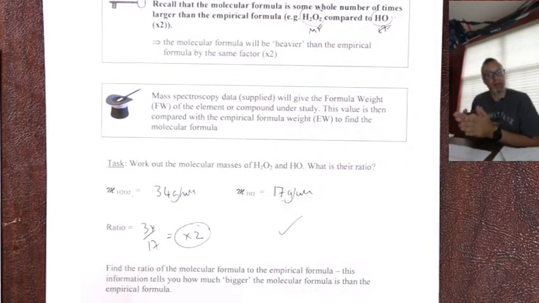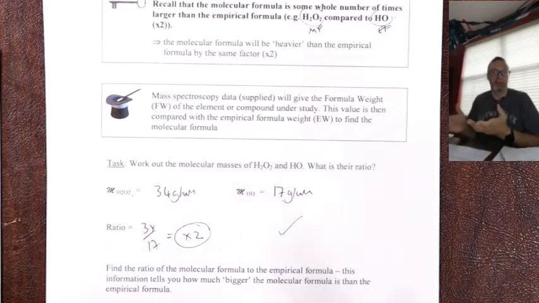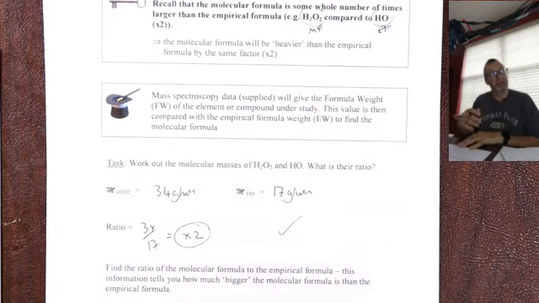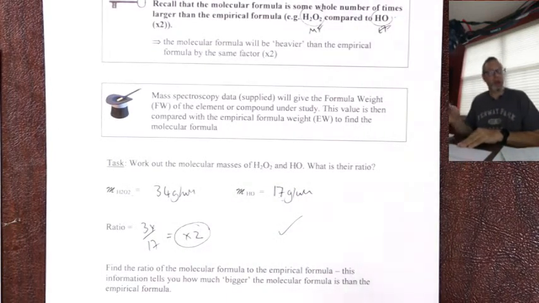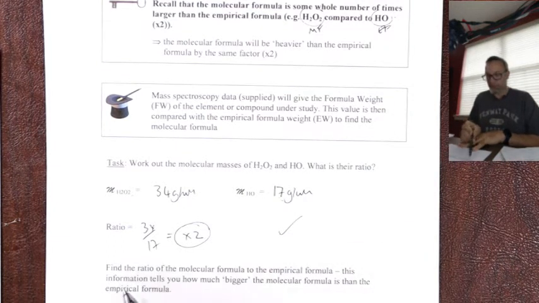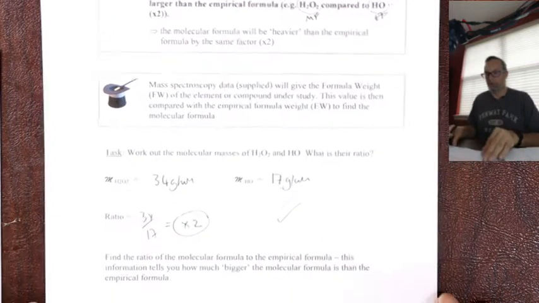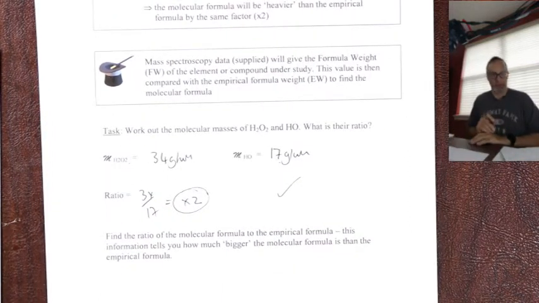So we work out the empirical formula. Maybe it weighs, let's pick a number, 25, nice and easy. Then we look at the actual molecule, which weighs 50. Oh, there's twice as many of each kind of atom. So find the ratio of the molecular formula to the empirical. This tells you how much bigger the real one is.